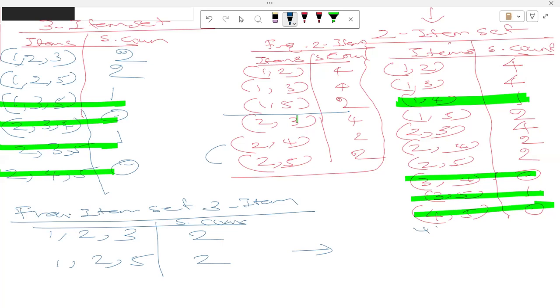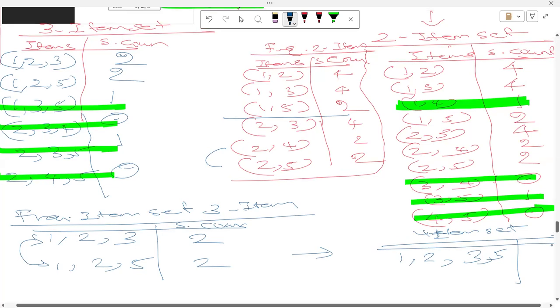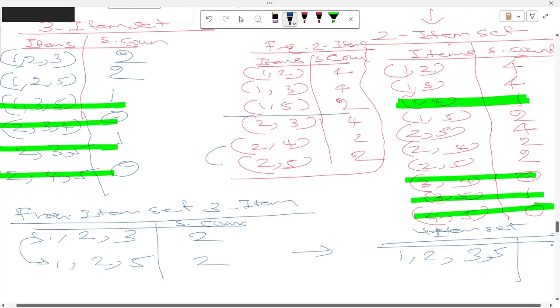We need to find out the 4 item set. So how can we calculate the 4 item set? From this 3 item set, what is the common element here? 1, 2. So 1, 2, and the remaining 3 and 5. This is your 4 item set. Now we need to find the support count of this 4 item set, right?